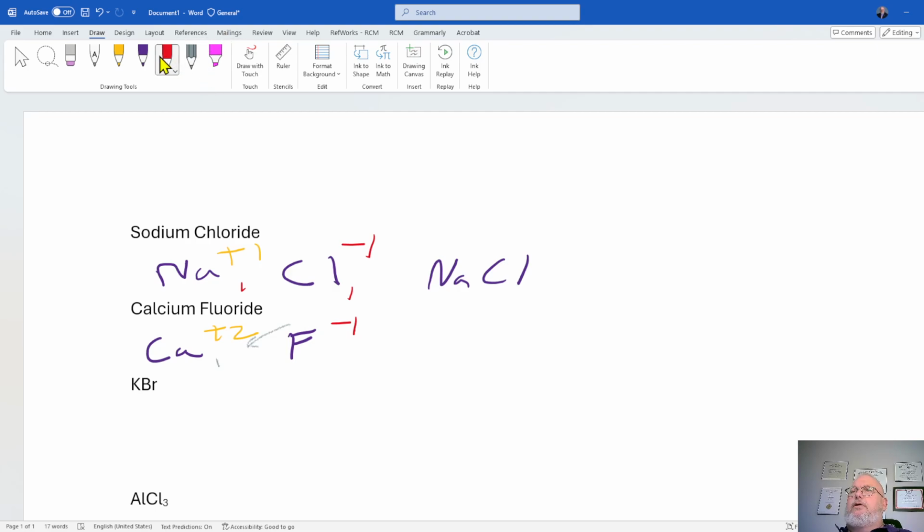And then take this 2. Crisscross method, that works too. But if you think about it, you're trying to balance out the charges. You got a +2, so that means you need 2 -1s to balance it out. So now I would write that compound as CaF2.